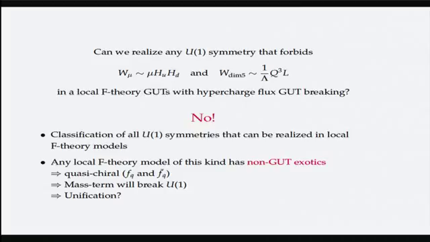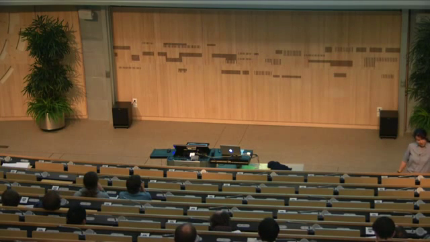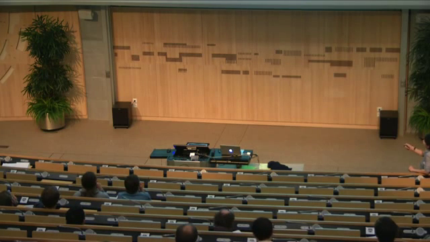So how do you actually get about this result? First of all, you can classify all the possible U1 symmetries that you can have, meaning all the possible factorizations of the spectral cover. If you're looking at SU5 models, that's a very clearly defined question. What kind of factorizations are there? Which ones give rise to the right Yukawa couplings, the right matter content? So this is a classification problem. You can just do that.